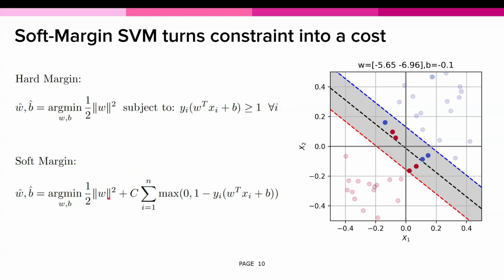Just to sum up, soft margin SVM still seeks to minimize the norm of the weight vector, but it no longer enforces a hard constraint that every point must be classified with a strict margin. By incorporating the penalty term, the model is going to tolerate some errors. So the idea is that this is going to make it more flexible and robust.